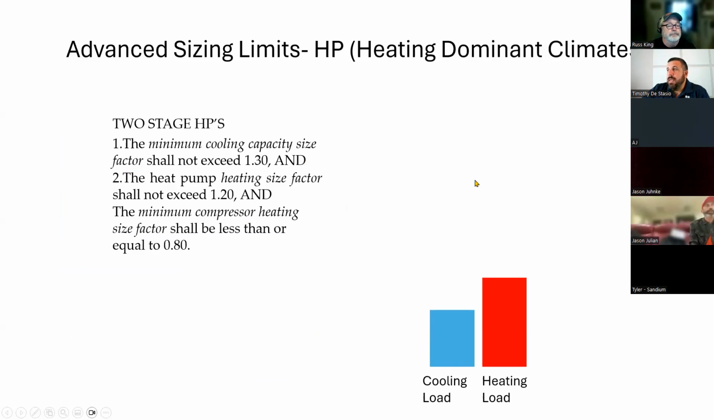Now let's talk about heating dominant climates. And Manual S has what they call advanced sizing limits. And so there's a little bit more rules that get applied here, and it gets pretty convoluted very quick. And so again, we're trying to be pragmatic. So let's try to put some of these rules in some buckets.